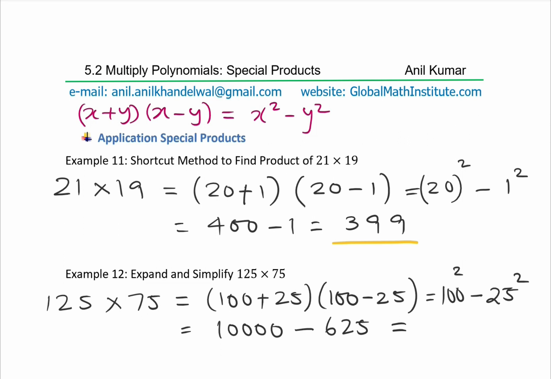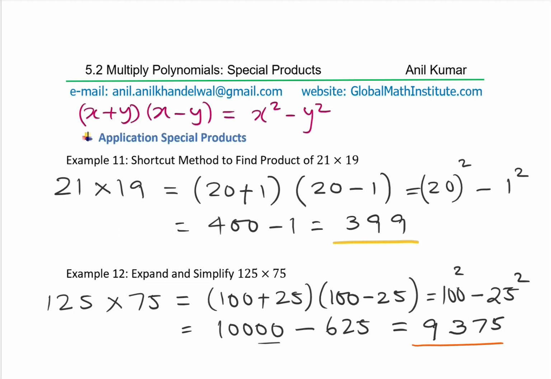It's not that difficult. So you have to learn strategies to find squares of such numbers which end with 5. That is very handy at times. So when you take away 625 from 10,000, you get 9375 as your answer. Do you see that? It is so simple using difference of squares.